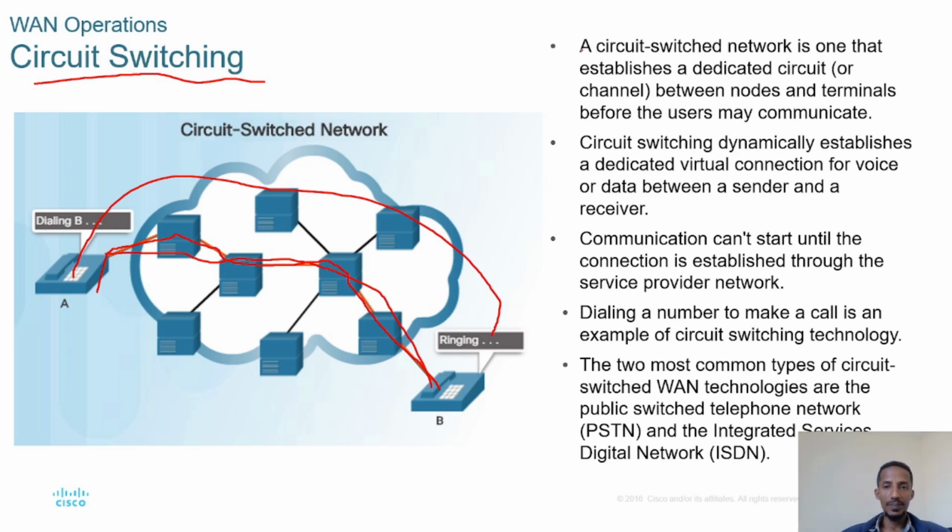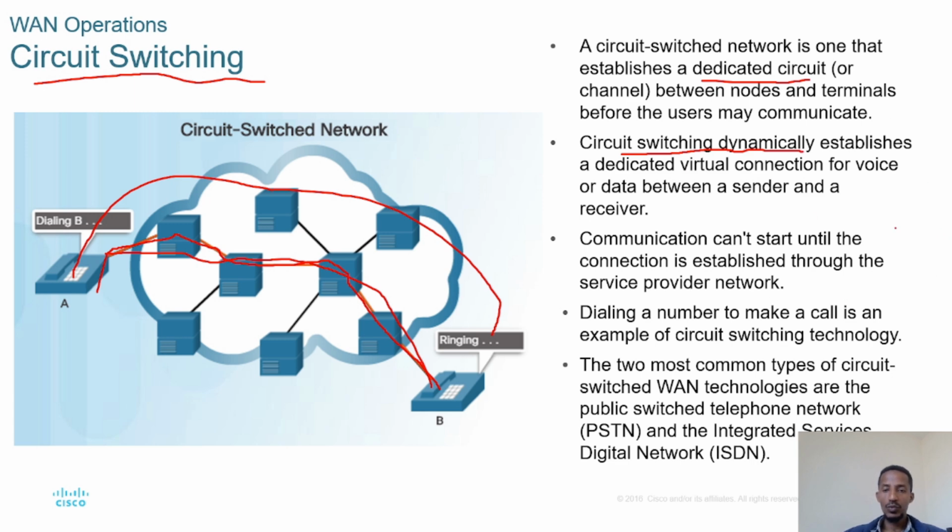So this kind of network we call circuit switching. Before communication, you need to have a dedicated circuit between the sender and the receiver. Circuit switching will be dynamically established. That means whenever there is a request for communication, whichever network path is available will be used by the senders and the receivers.